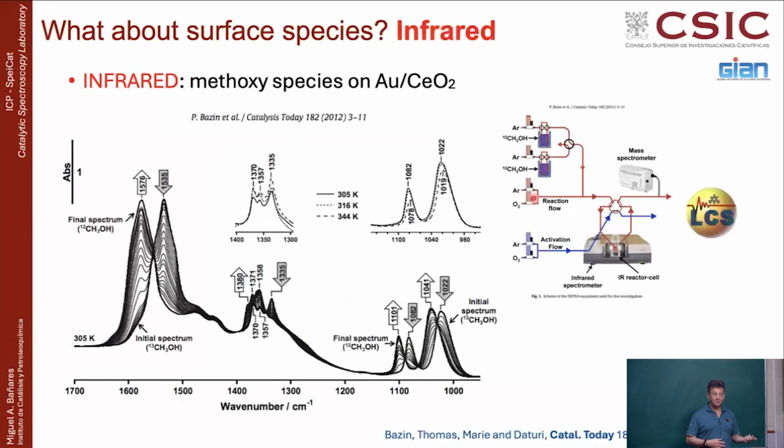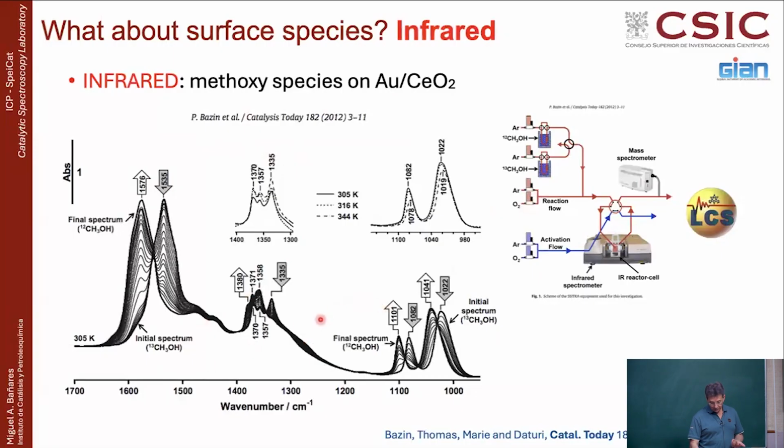You can do the same thing with infrared. Infrared will be very sensitive. For instance, here you have the methoxy species on gold supported on ceria. Again, you are observing different species, and as you change the conditions, you will see how one species evolves into other species.